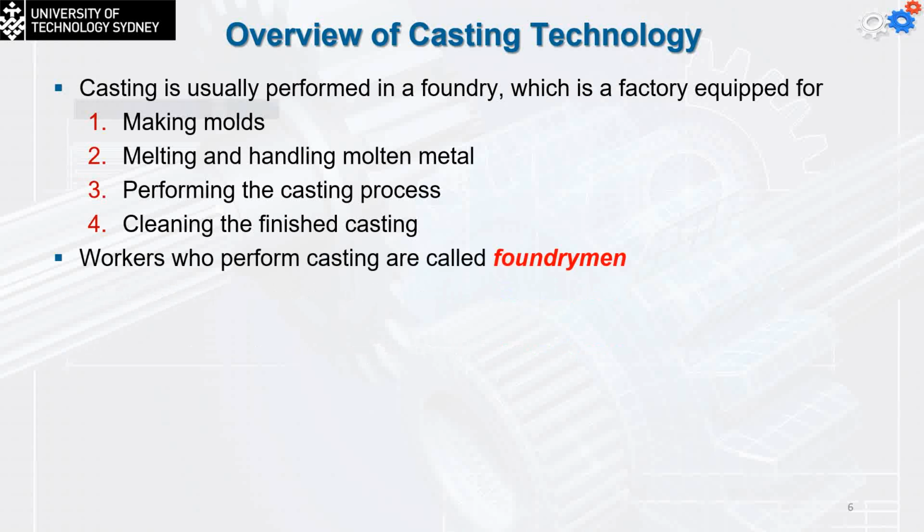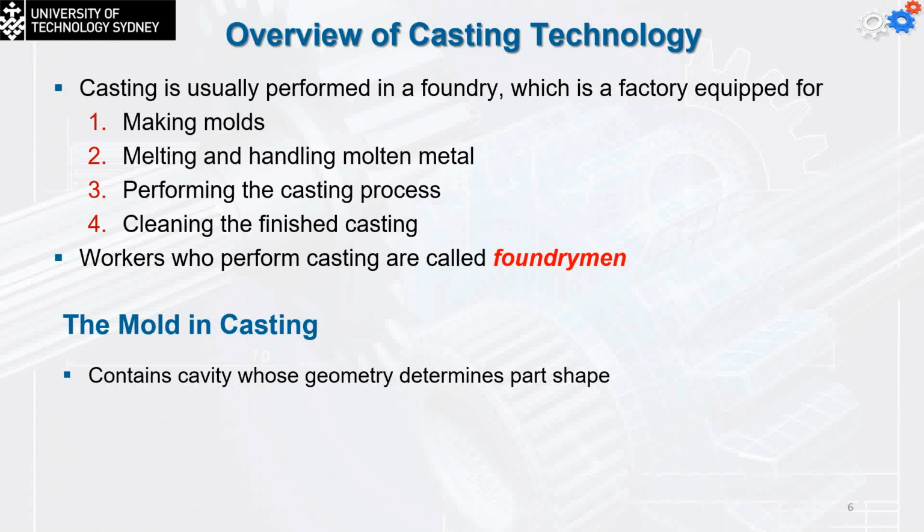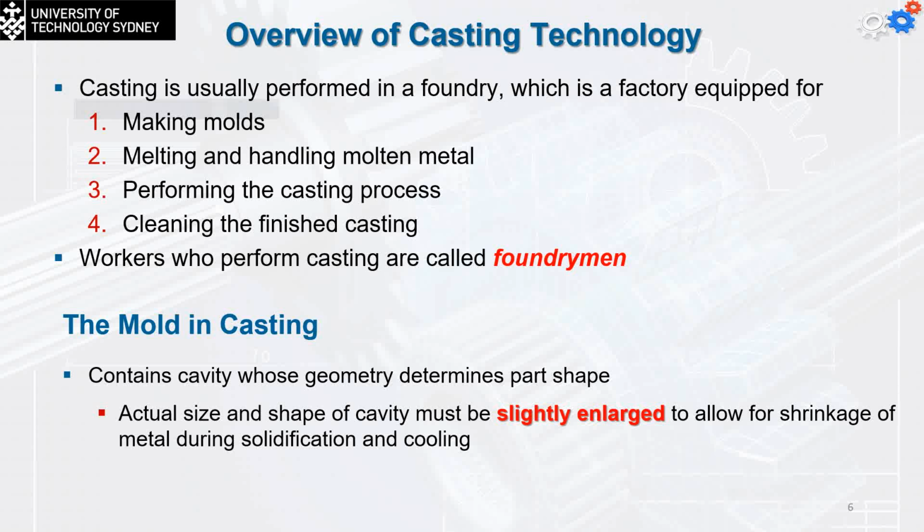The workers who perform the casting are called foundrymen. A single worker is, of course, a foundryman. The mold contains a cavity whose geometry determines the part shape. The actual size and shape of the cavity must be slightly enlarged to allow for the shrinking of the metal during solidification and cooling.